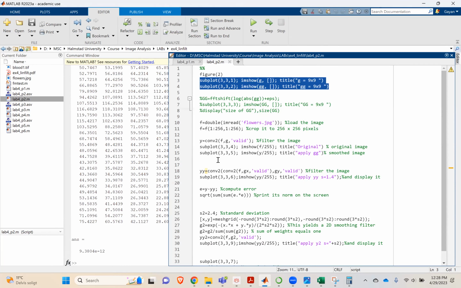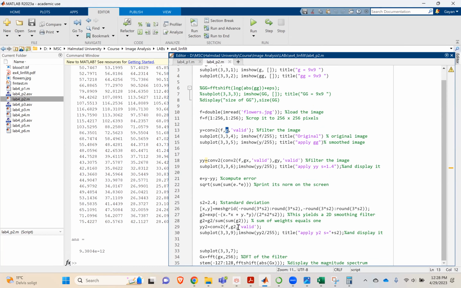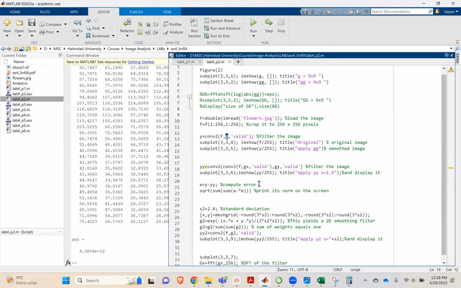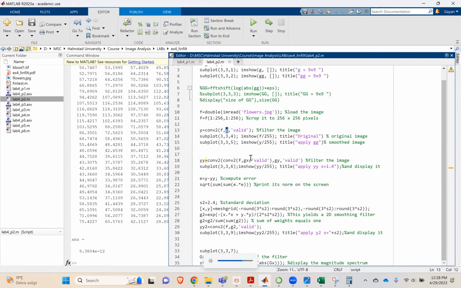The important one is, okay, for our image, we are just reading an image. For that image, we are applying a 2D filter. That is one thing. Then we should apply the filter separately.